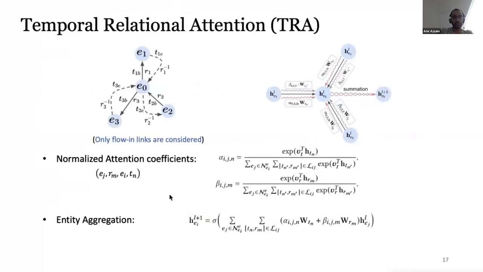In the temporal relational attention mechanism, the attention weight of EJ to EI is computed from the embeddings of time steps and relations between EJ and EI. We also drop the self-attention to enhance the inductive learning ability of our model.